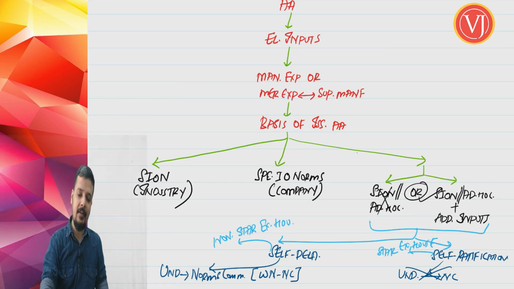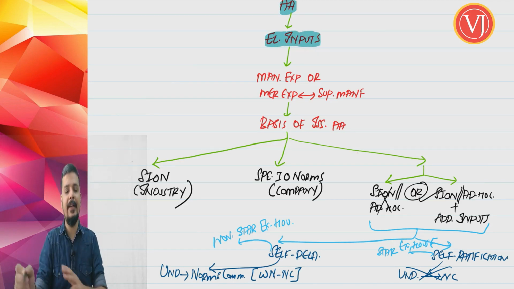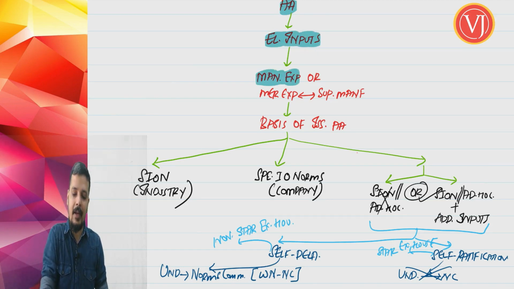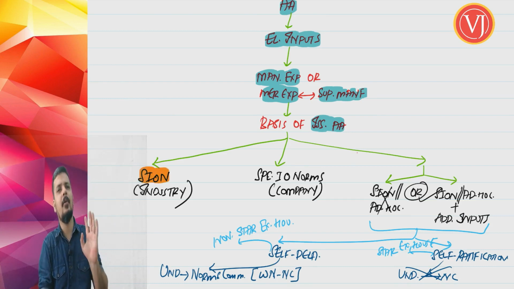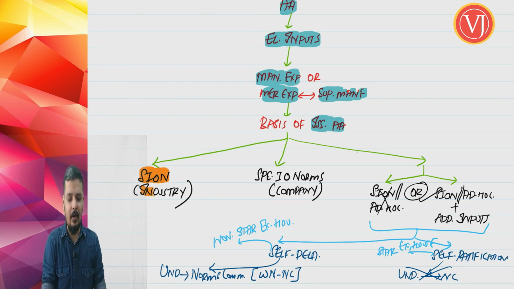Now friends, if you look at this scenario, we have already discussed that your advance authorization is only for eligible inputs. We have discussed 3+1 eligible inputs and 3 ineligible inputs, and it is only for a manufacturer exporter or a merchant exporter tied up with a supporting manufacturer. And what is the basis of issuance of advance authorization? Now we are discussing. The first basis is, go with the standard input output norms which is applicable for the entire industry, go with that.